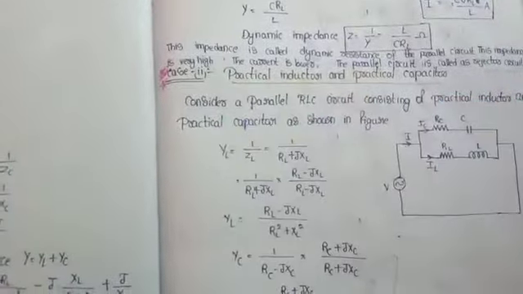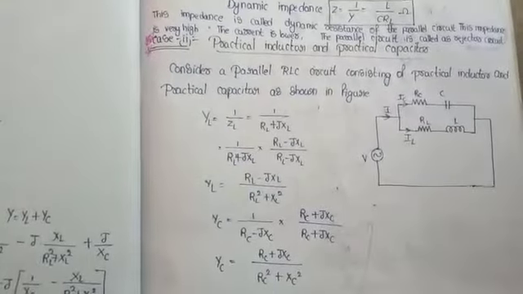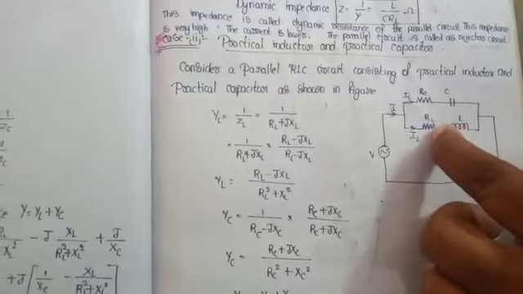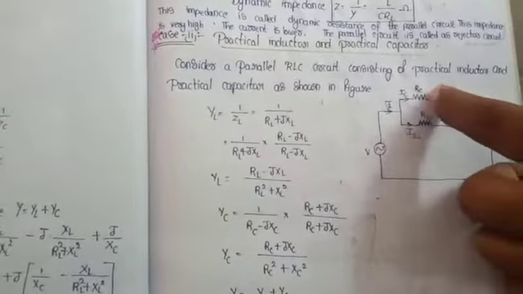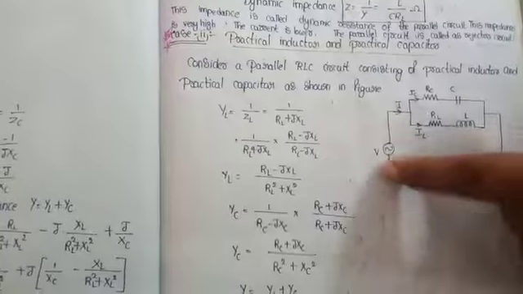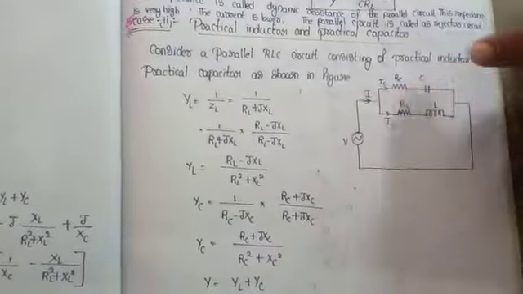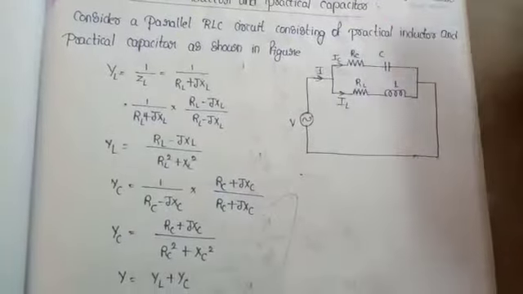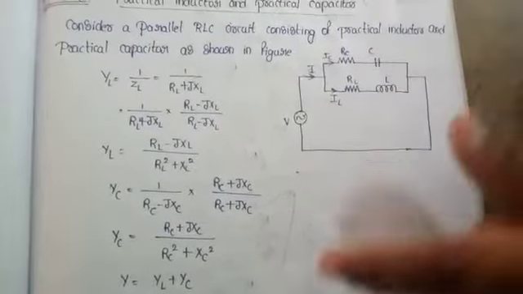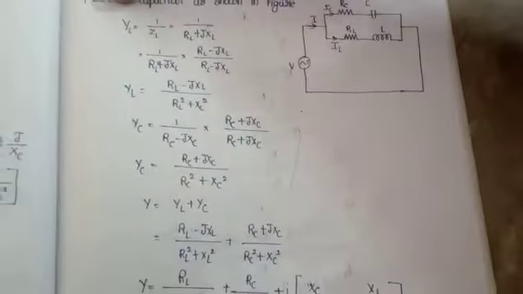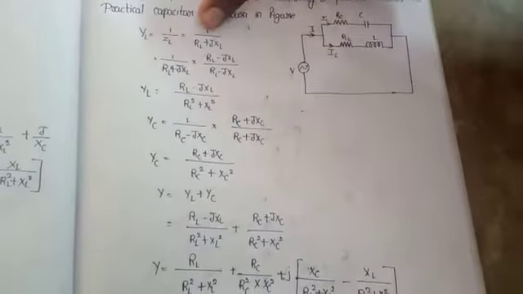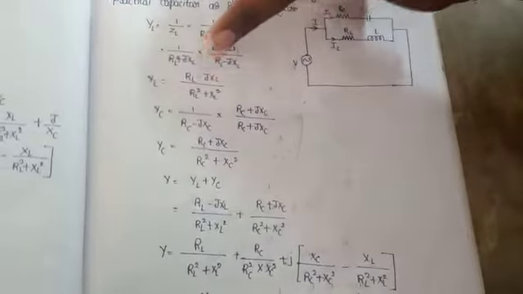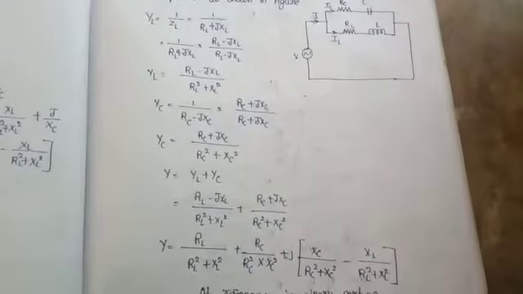Now go for case 2, that is practical inductor and practical capacitor. A practical inductor is nothing but an inductor in series with resistance RL, and the capacitor is in series with resistance RC. Now an alternating voltage is applied across it and alternating current flows through it. The admittance of each branch, YL and YC, we calculate separately. YL equals 1 by ZL, that is 1 by RL plus JXL. Rationalizing, YL equals RL minus JXL by RL square plus XL square.